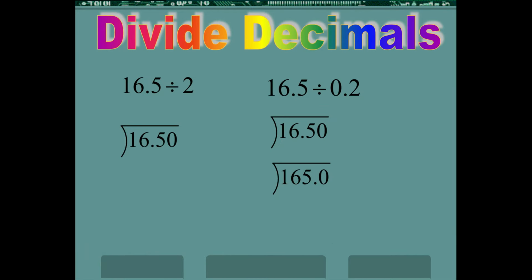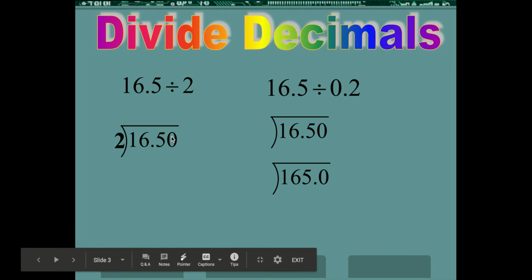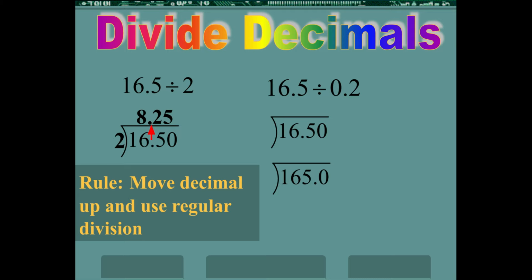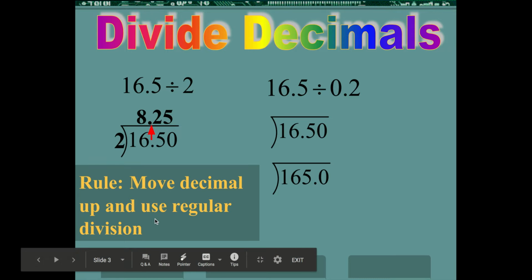Now for dividing decimals. In order to divide decimals, the rule is to take the divisor and make it a whole number. However many places you have to move the decimal to make the divisor a whole number, you will do the same thing with the number that's on the inside. So let's look at that. We have 2. Well, that's already a whole number, right? But we're going to go ahead and start here. We already know that 2 doesn't go into 1, but 2 goes into 16. How many times? If you said 8, that's correct. So that's fine, right? Just move the decimal up and use regular division.